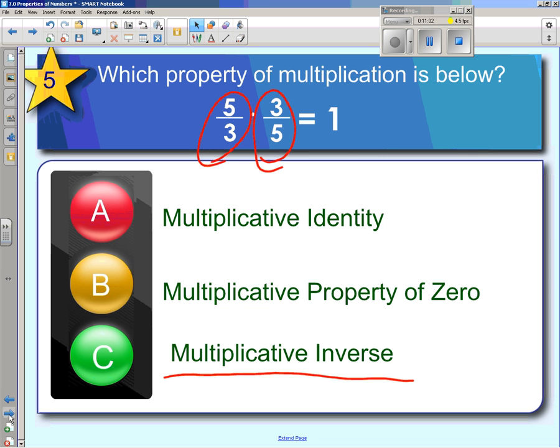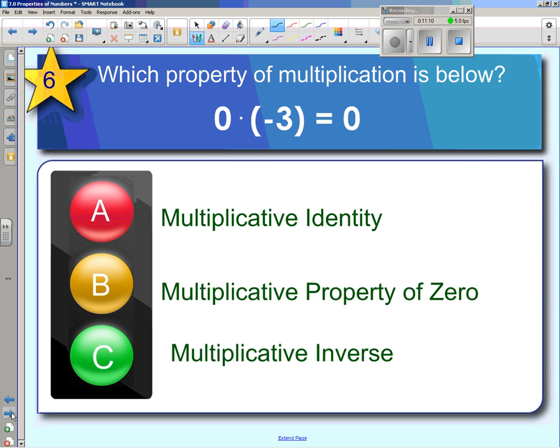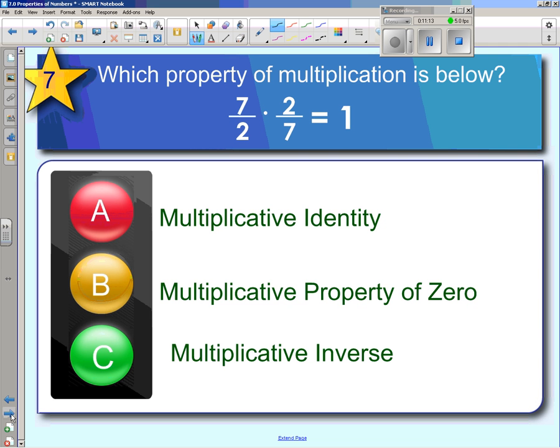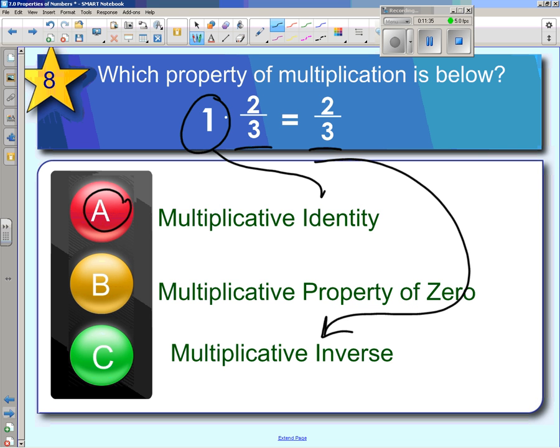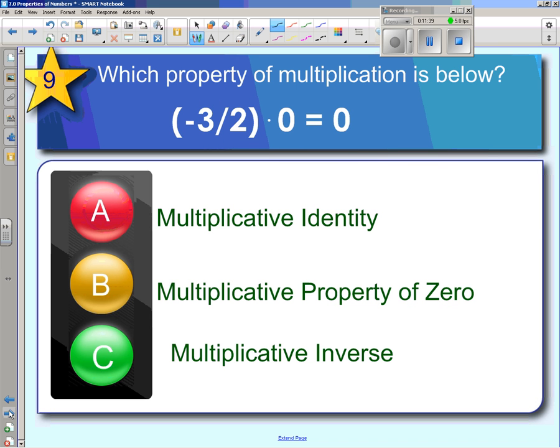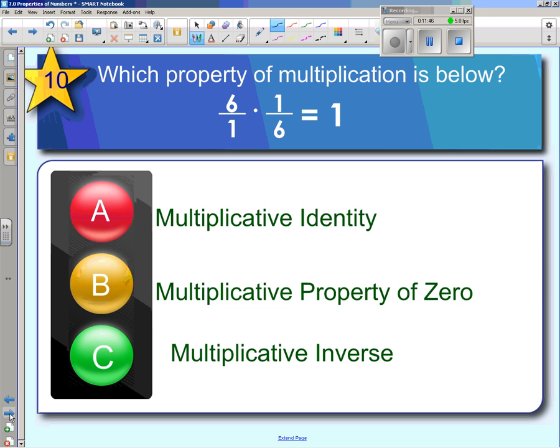I'm just going to pop the next few questions up on the screen very quickly because I don't think we need to spend too much time on this. Take a minute. Correct answer is B. Take a minute. Correct answer is C. The correct answer here is A. Don't get confused here. I know there's fractions, and fractions might make you think that it's an inverse, but in reality, it is being multiplied by 1. That means it is the identity property. Take a minute. There's that 0, multiplicative property of 0. Last one. We have 2 inverses there. We have 6/1 and 1/6. That means it is the multiplicative inverse.